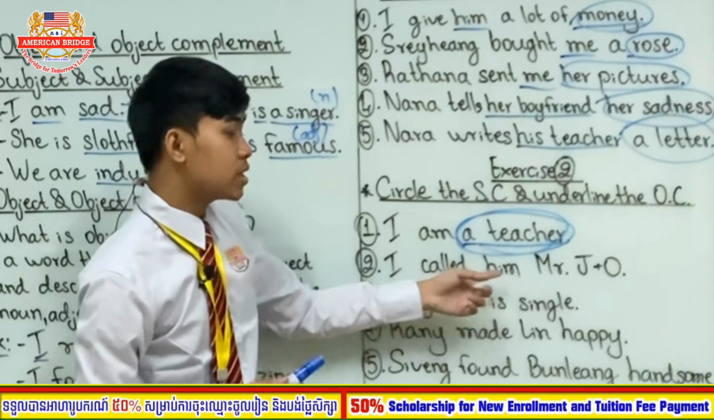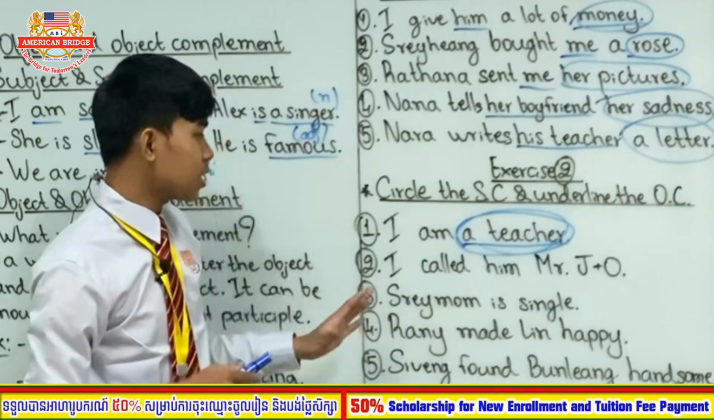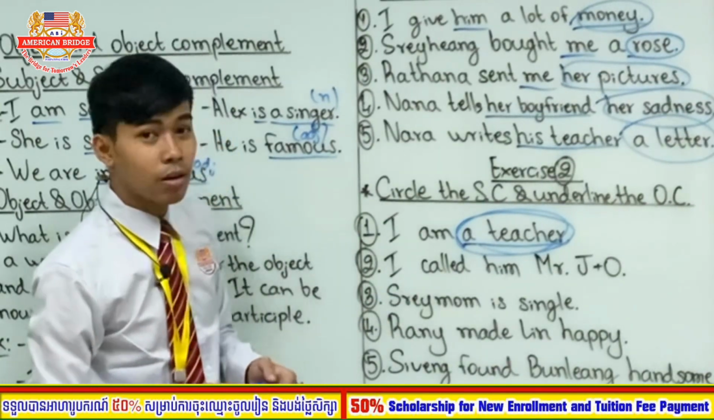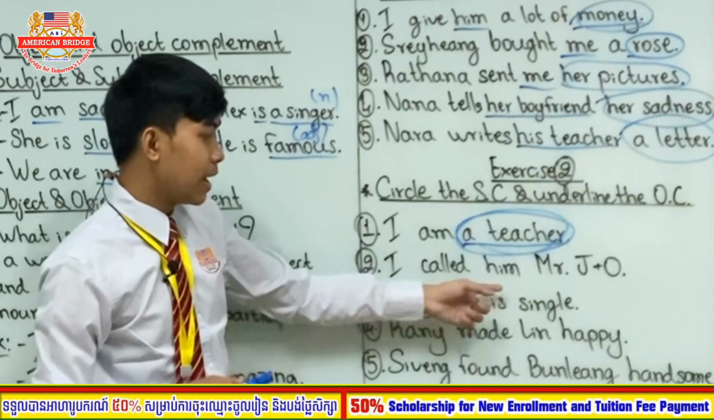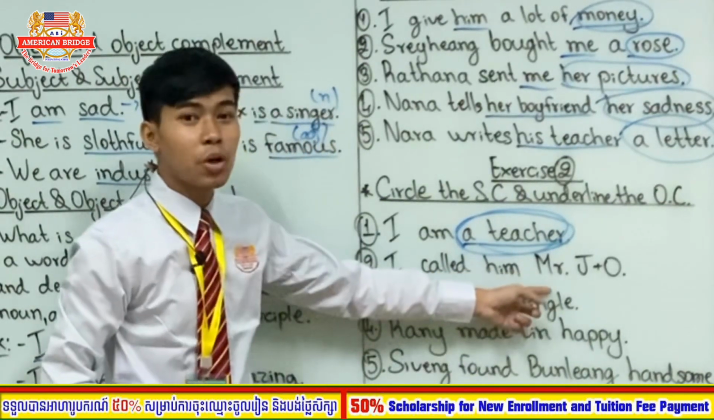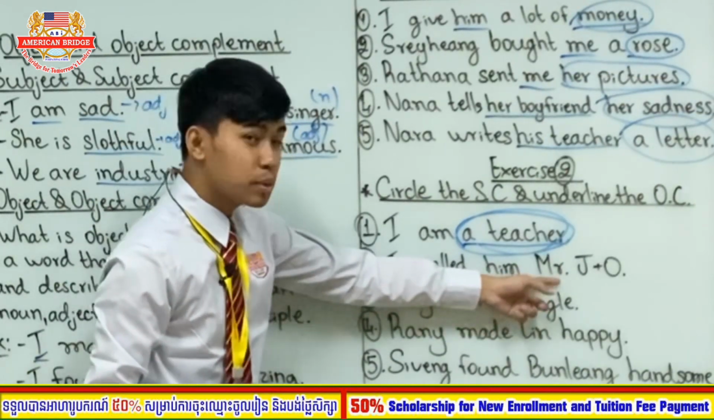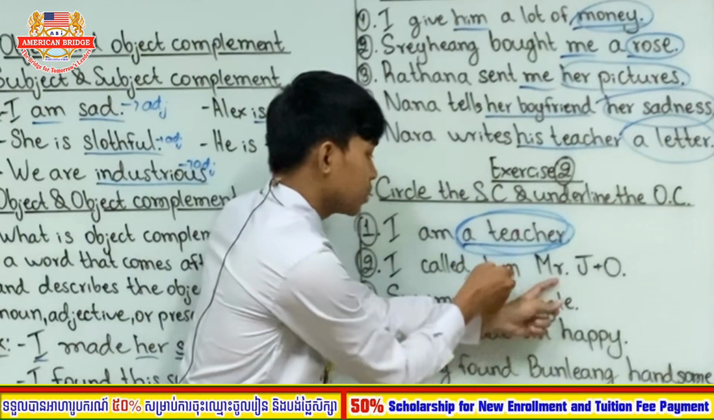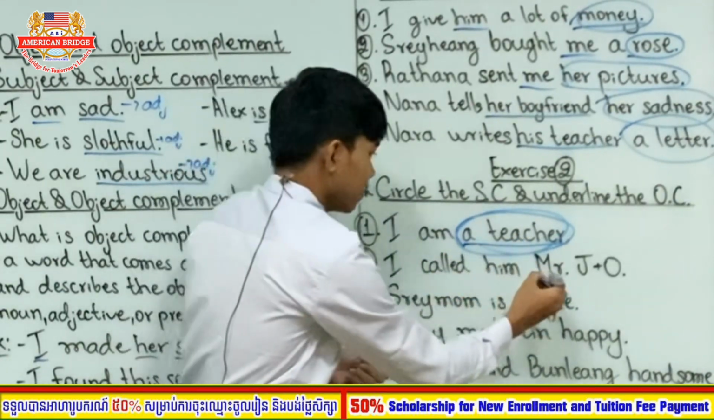I called him Mr. Joe. Joe, J-O. So is it about subject complement or is it about object complement? Is it about object complement, right? So look at here. I is a subject, call is a verb, him here is an object, right? So him here is an object and Mr. Joe here is an object complement. Why? Because object complement is a word that comes after the object and it describes the object. I call him what? I call him Mr. Joe. So here it is an object complement.